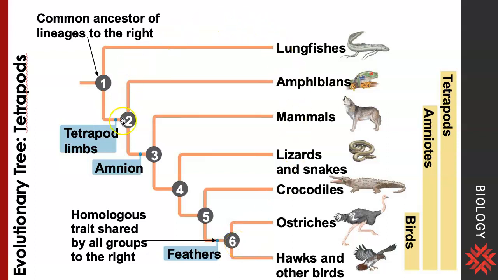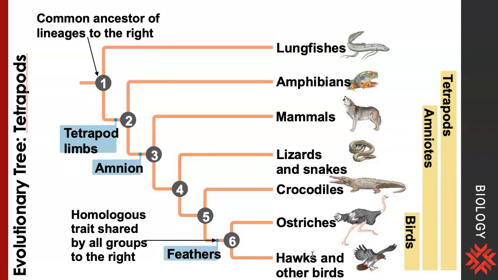So if I asked which two groups on this tree are the two most closely related to one another, the answer is going to be, again, to look at the common ancestor. Ostriches, hawks, and other birds are the ones that share the most recent common ancestor. So they are the two groups that are most closely related to one another on this tree.